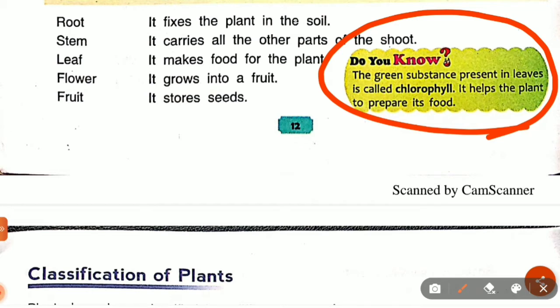The green substance present in the leaves is called chlorophyll. So what is the leaves' color? Yellow? Blue? Black? Leaves are all green in color, right? Wherever you see, it may be a plant, a tree, or any other, you see it very green. Whatever the plant, the leaves are green. Why are they green? The reason is there is a substance called chlorophyll. What is the spelling?